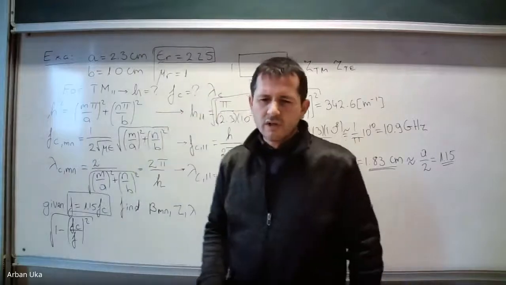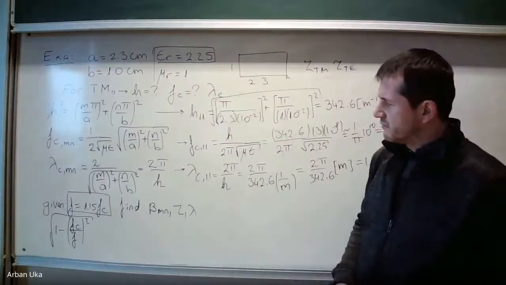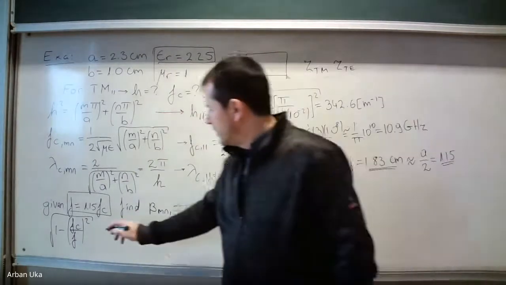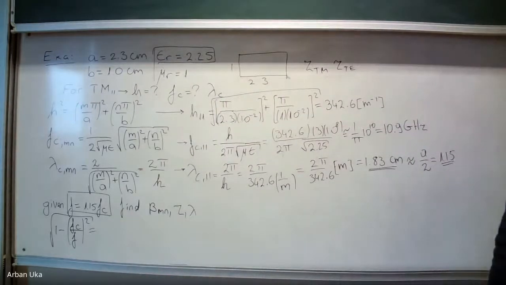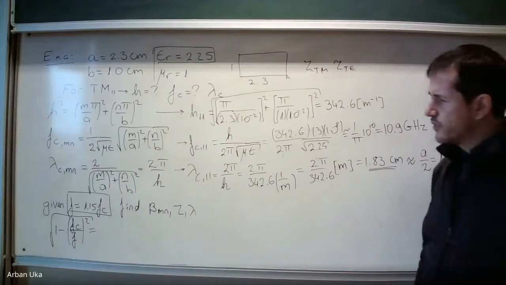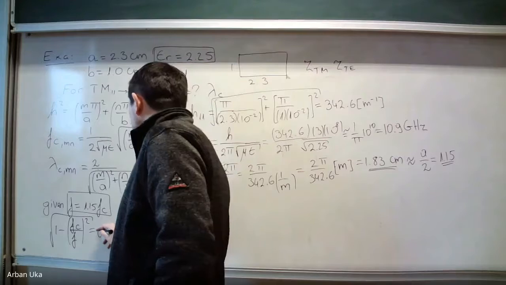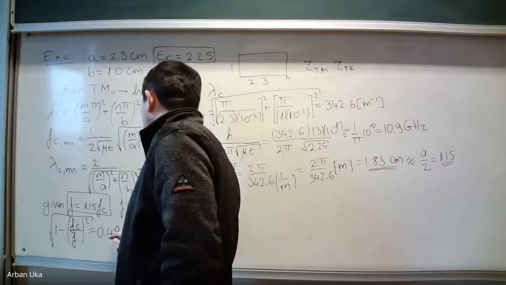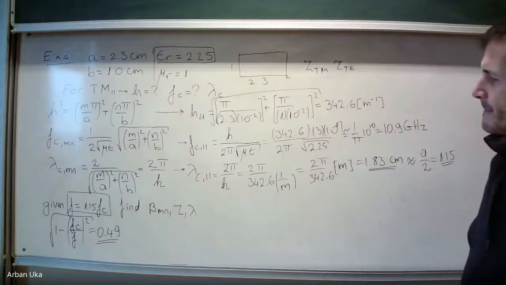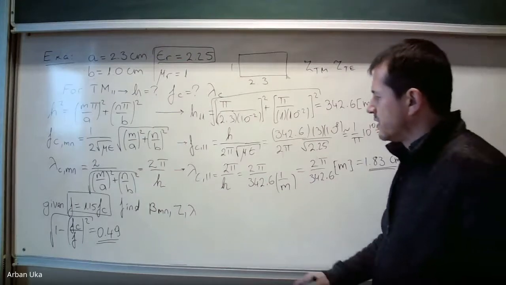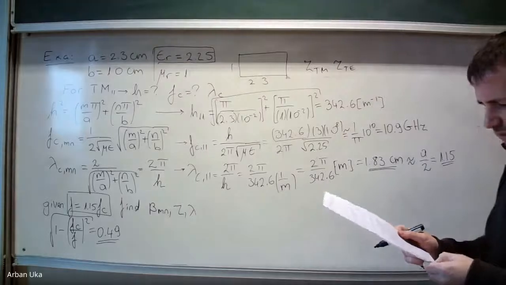I call this one the Lorentz factor, because we are used to it a lot. And this should be the term. This is equal to 0.49. And so we're going to use this one in all the calculations that follow.